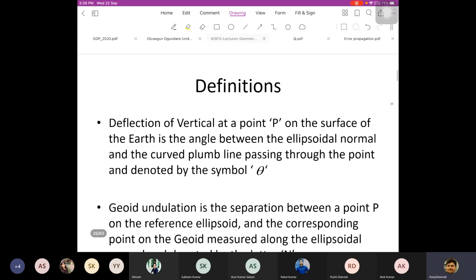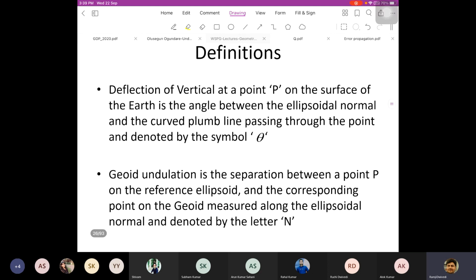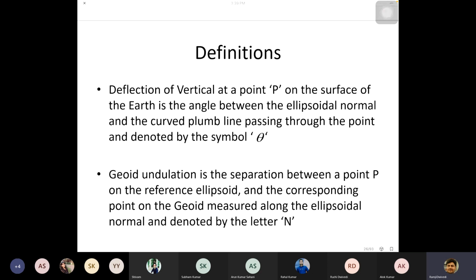Then there are two other definitions. One is deflection of vertical at point P, which I was telling you as theta. Somewhere it is represented by epsilon also. But anyway, the deflection of vertical at a point P on the surface of Earth is the angle between the ellipsoidal normal and the curved plumb line passing through the point, denoted by the symbol theta. Fair enough, no issues at all. Again, the deflection of vertical at any point P is the angle between the ellipsoidal normal and the curved plumb line passing through the point, denoted by theta.